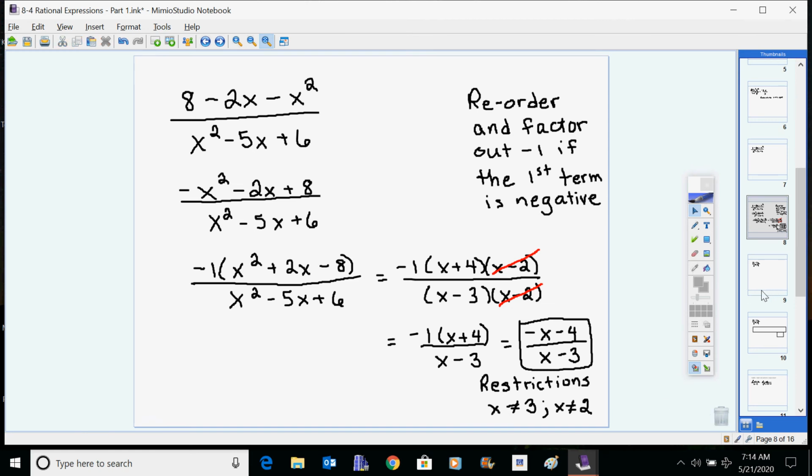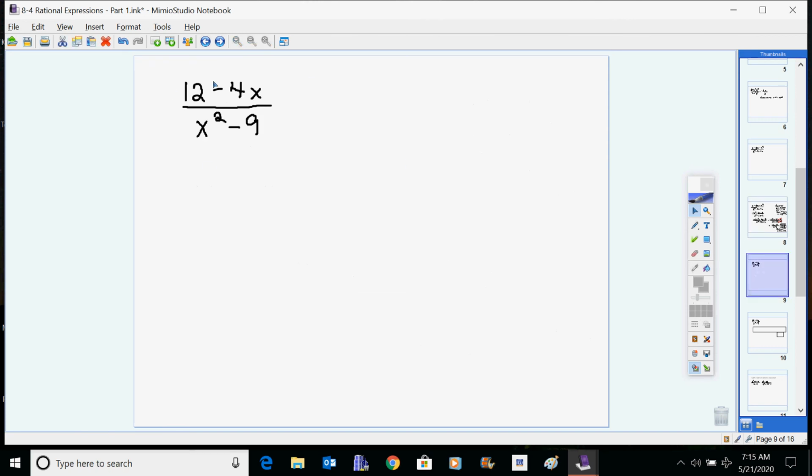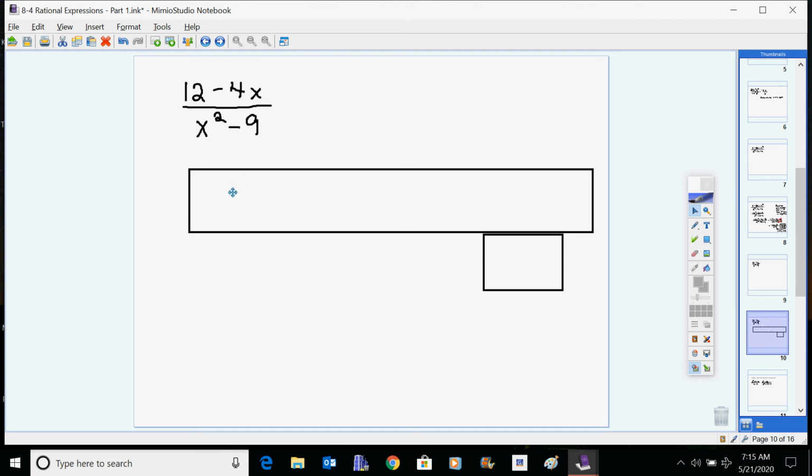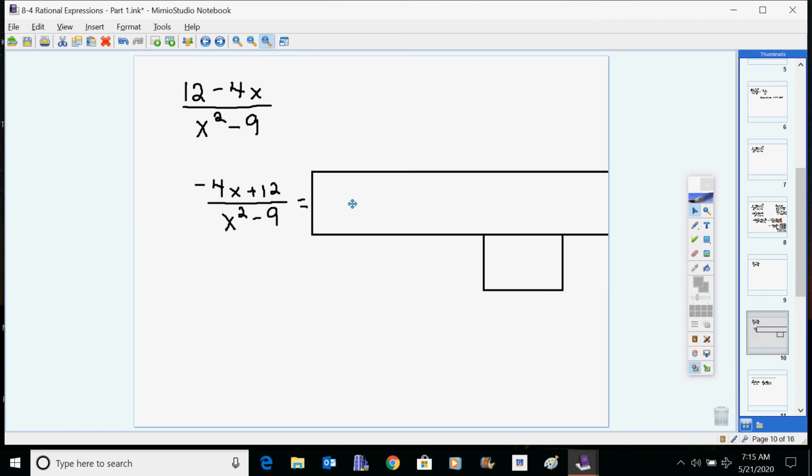Okay? Very good. So you can kind of see the pattern. It's factor, cancel, and check for restrictions. Factor, cancel, check for restrictions. Sometimes reorder. Same thing here. We need to reorder this. So we're going to put our -4 first.